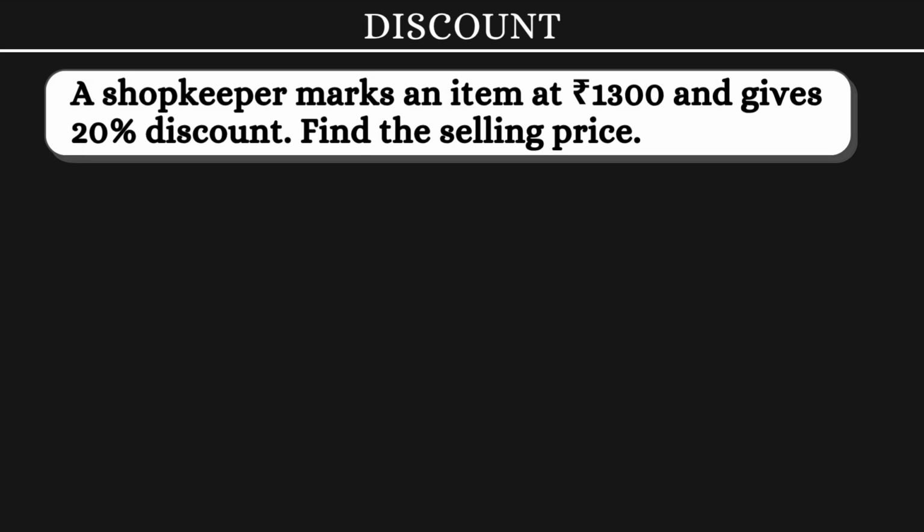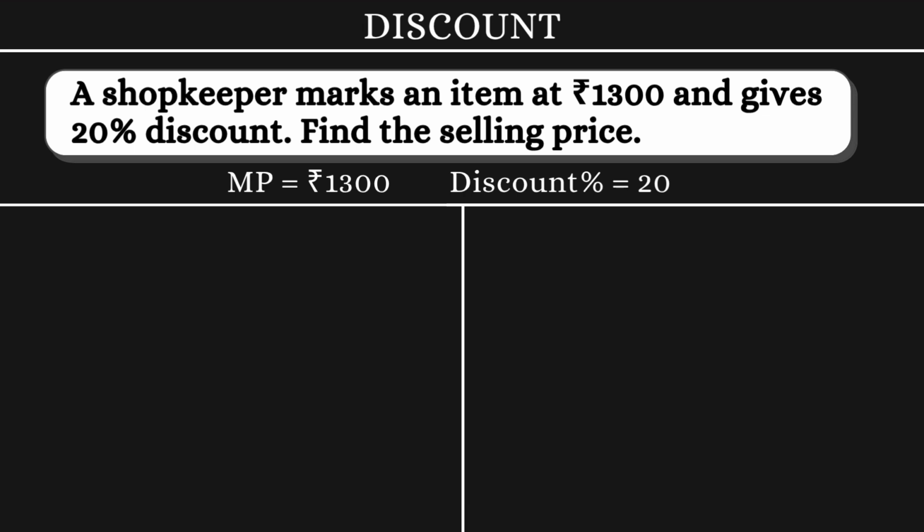Now let's solve some examples. A shopkeeper marks an item at rupees 1300 and gives a 20% discount. Find the selling price. Here, the marked price is rupees 1300 and the discount percentage is 20. There are two ways to solve the same question. In the first method, let's find out the discount amount, which is 20% of 1300, and that is 20 by 100 into 1300, which is 260 rupees.